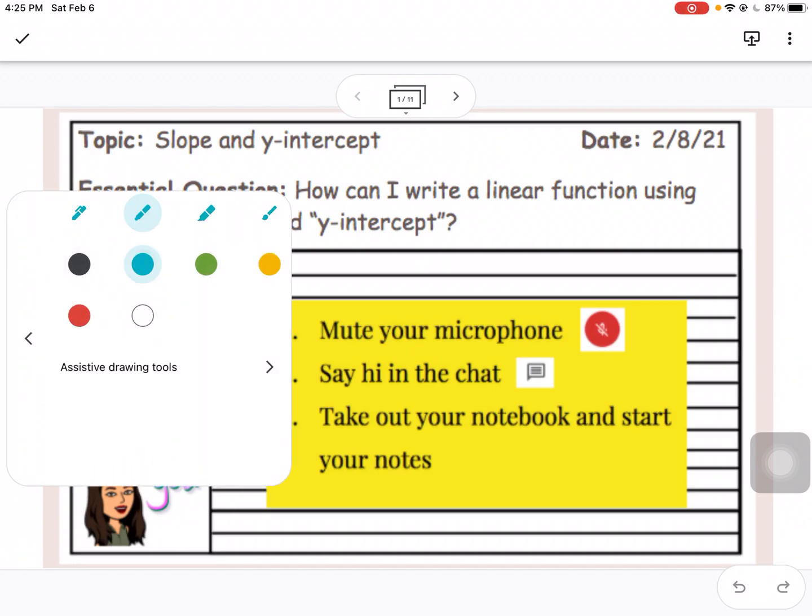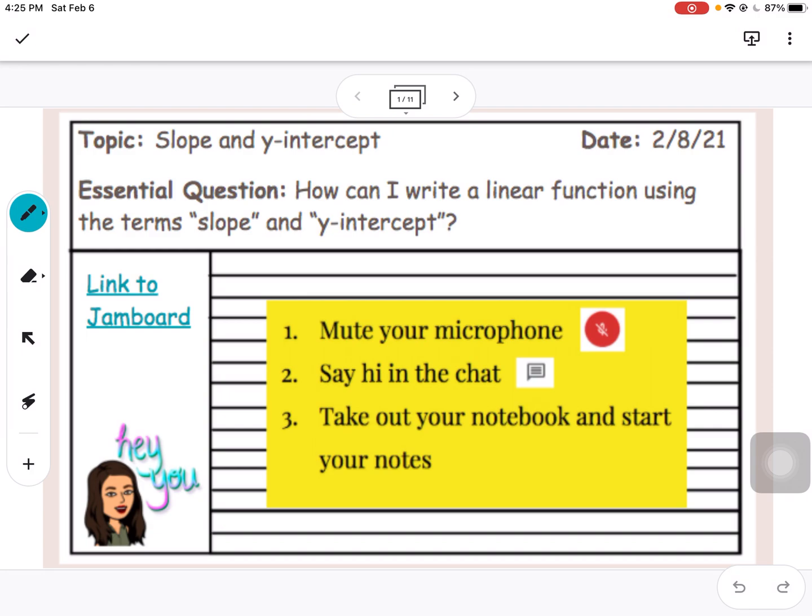Everybody, this is a video on slope and y-intercept. How can I write a linear function using the terms slope and y-intercept? So at this time, I want you to pause the video, take out your notebook, and write down this topic, essential question, and the date.